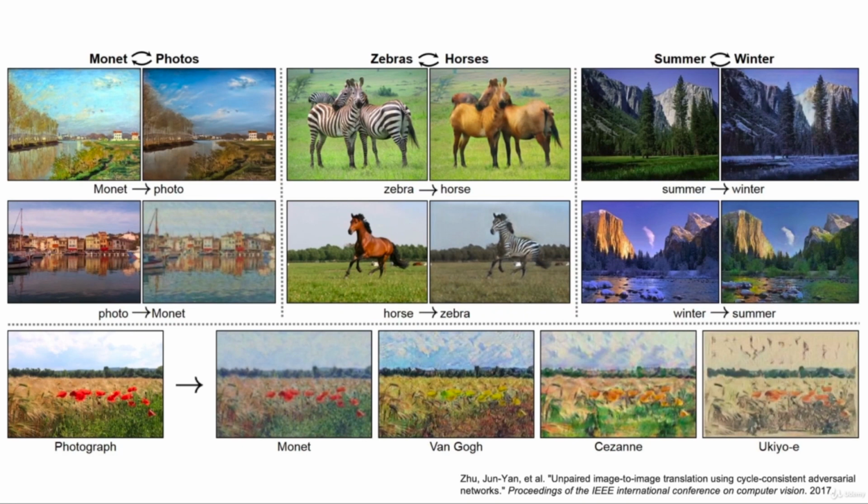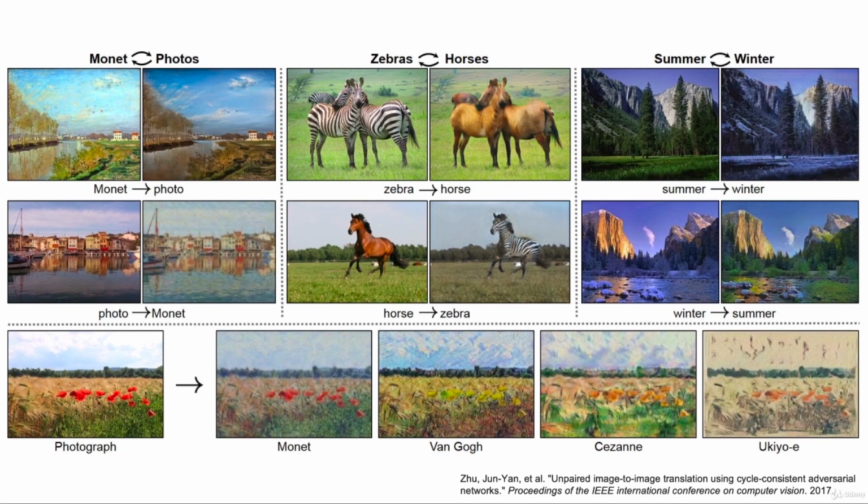Here you can see the examples of the CycleGAN model. Its main purpose is to transform image to image. For example, the first example shows the transformation of images of Monet drawings to photos and back.